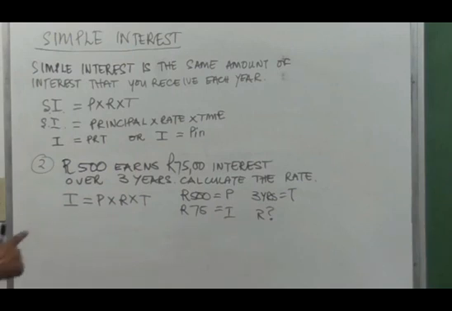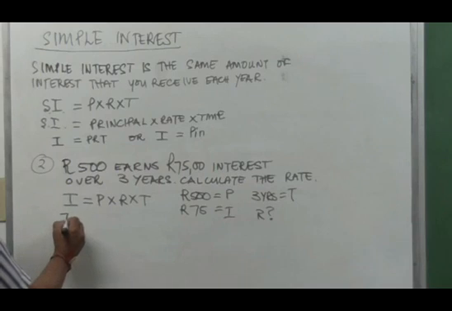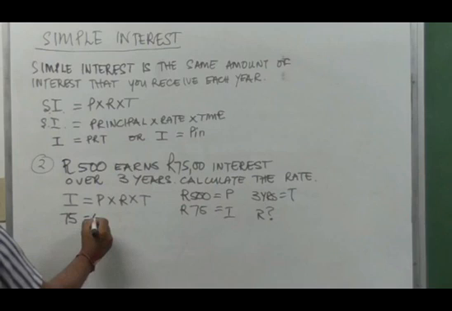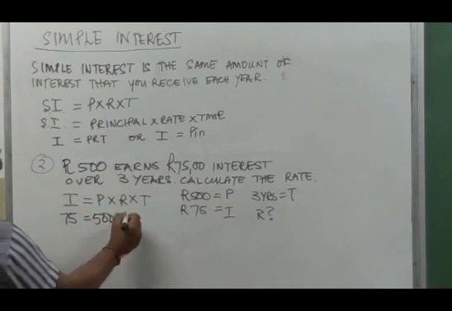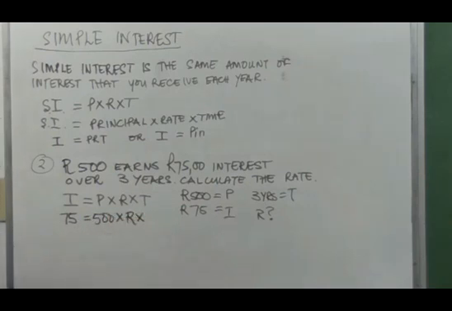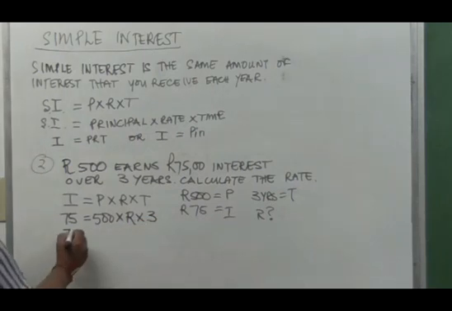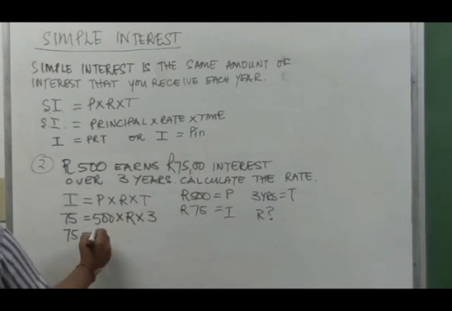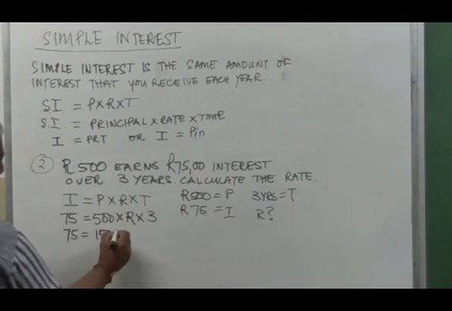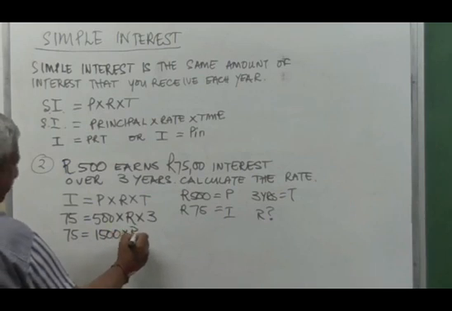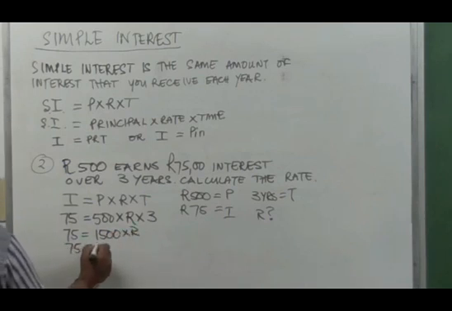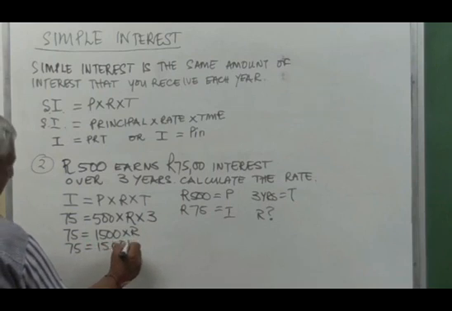So the interest is 75 Rand, so you just substitute. 75 is equal to principal, 500, times the rate. We don't know what the rate is. We are trying to find the rate. And the time is 3. Now we just simplify this side. 500 times 3 will give you 1,500 times R. If you simplify that, it's 1,500 R.